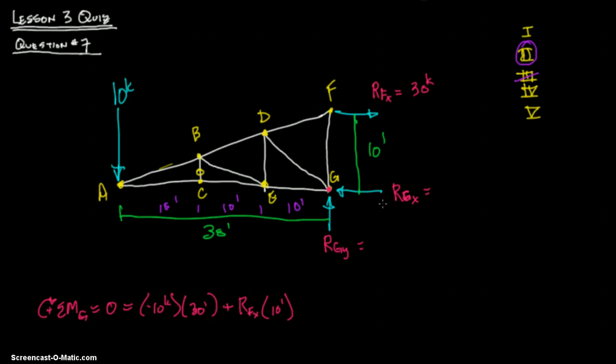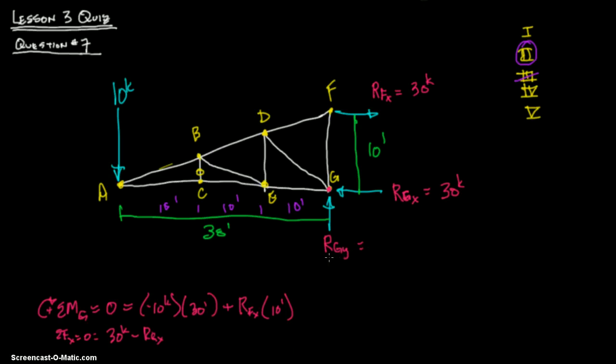Alright, and we know the sum of the forces in the x direction equals 0. If you have 30 kips from RFX, you have a negative RGX equals 0, and therefore you know that this is going to be 30 kips as well, but going in the opposite direction, and that should make sense to you right away.